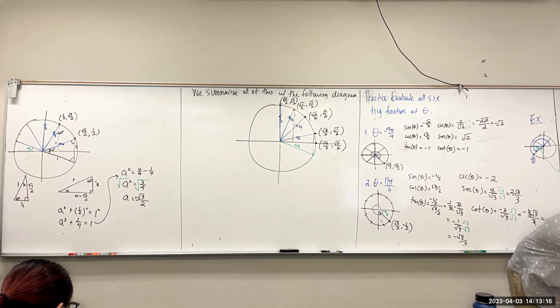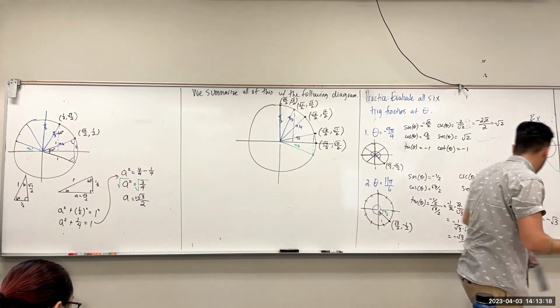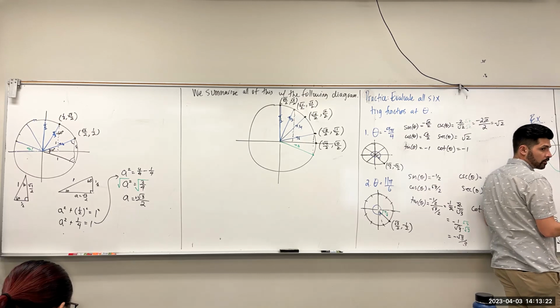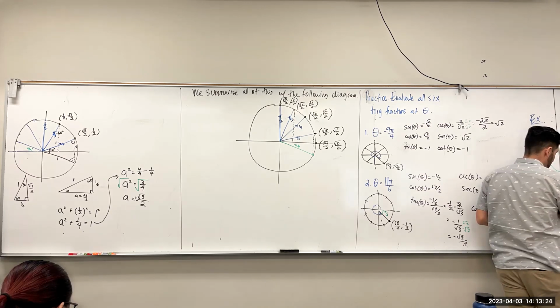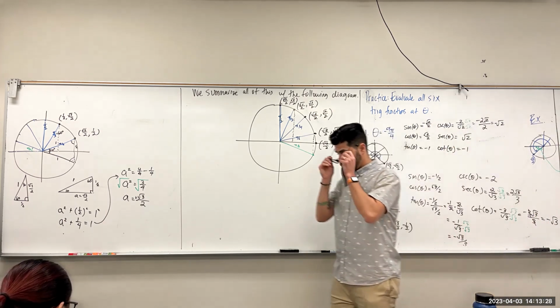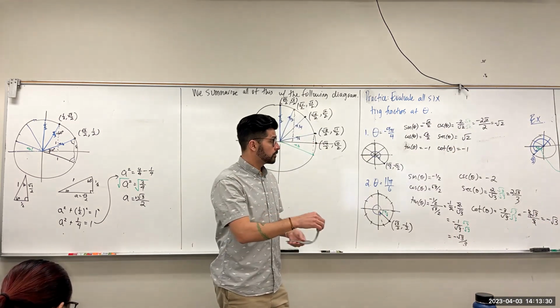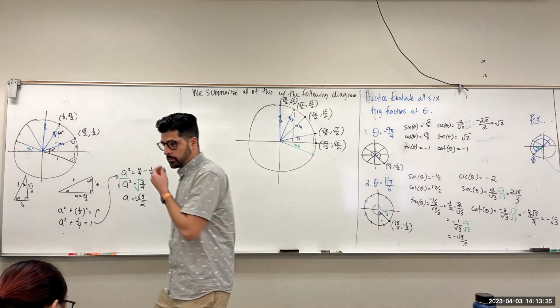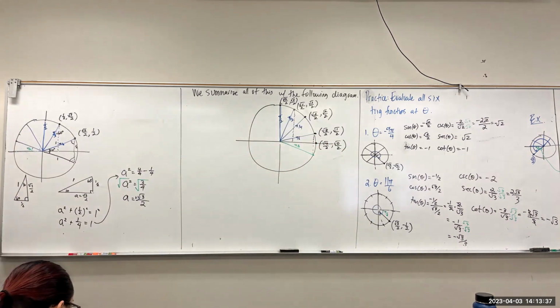Well, here's pi. Pi is 180 degrees. Remember, you can always convert it. Yeah, you can always convert it. You have a few more minutes. If you're not finished with your unit circle, it's okay. Just finish it on your own.